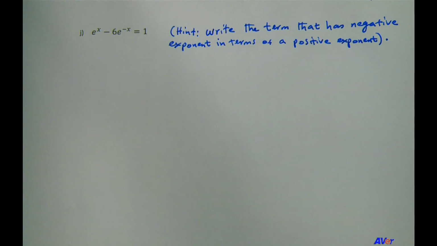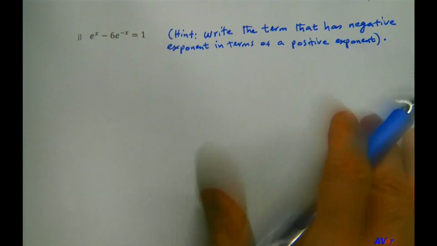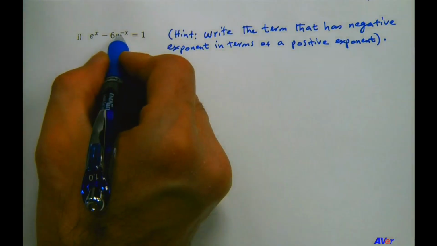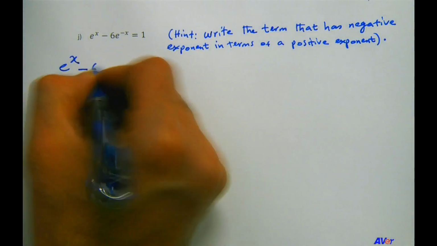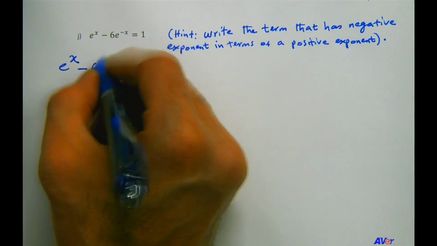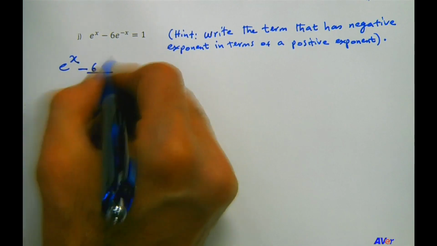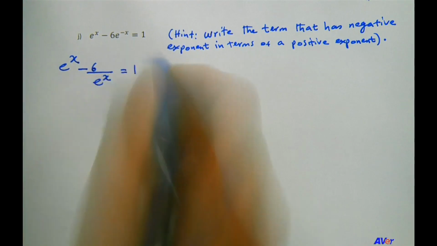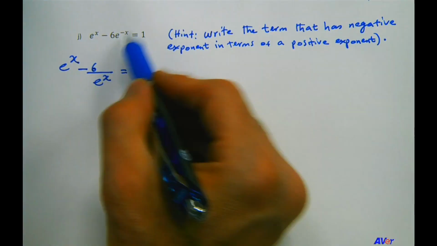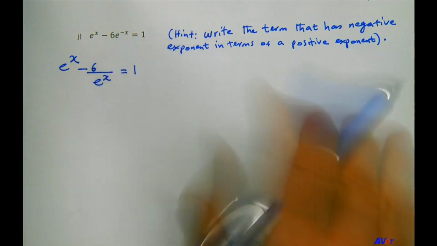All right. So I'm assuming you've now come back. You've already solved this problem, and hopefully the hint that I gave you simplified things. Let me do exactly what I suggested and rewrite this with positive exponents. So e to the x minus 6 over e to the positive x equals 1. Okay? So all I did was rewrite that term with a positive exponent.